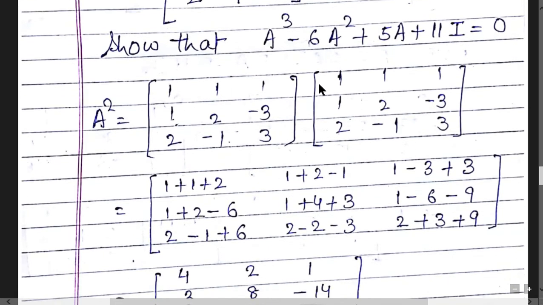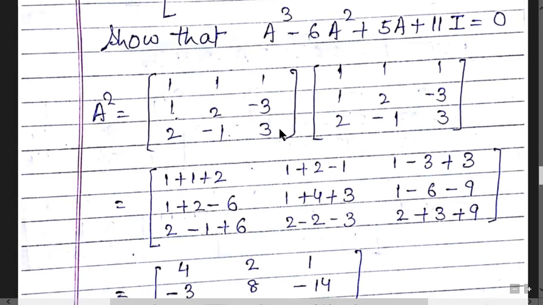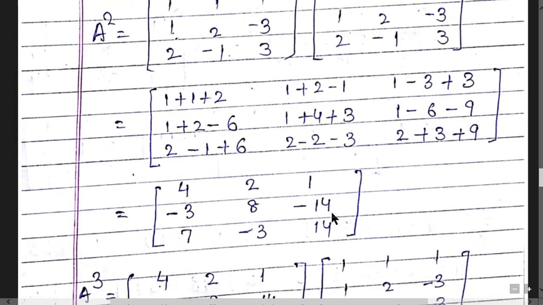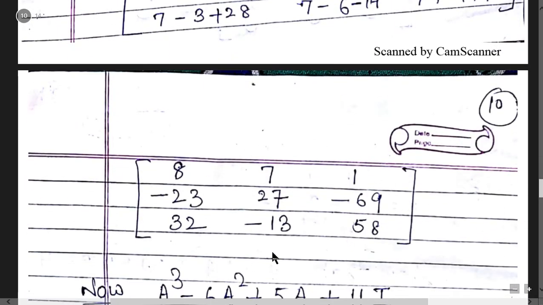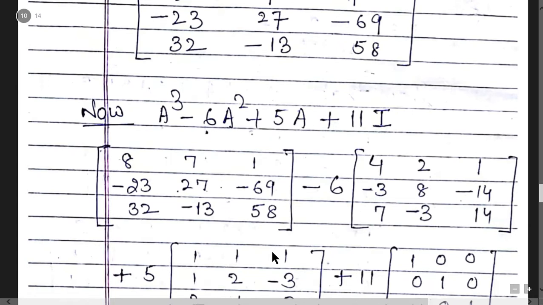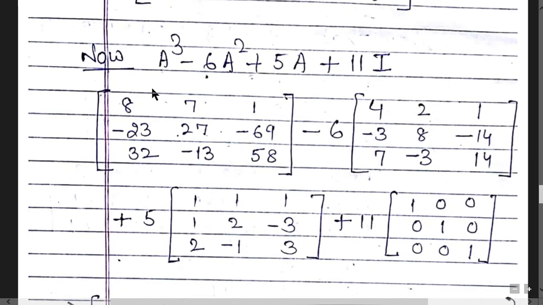First row, first column. I think you already know about the multiplication, because in the previous exercise on determinants we have completed this content. You can find the value of A square. When A square is again multiplied by A, you can calculate the value of A cube. This is the answer. Now insert these values inside the equation: value of A cube, then 6 into value of A square, plus 5 into value of A, and 11 into the identity matrix.